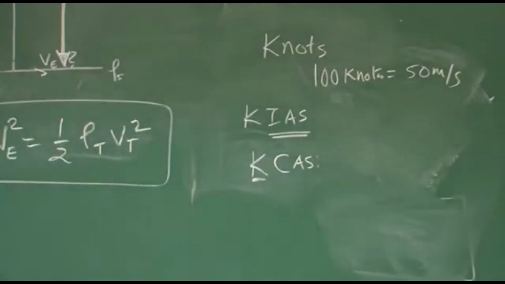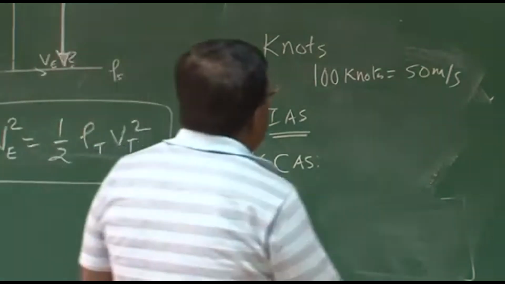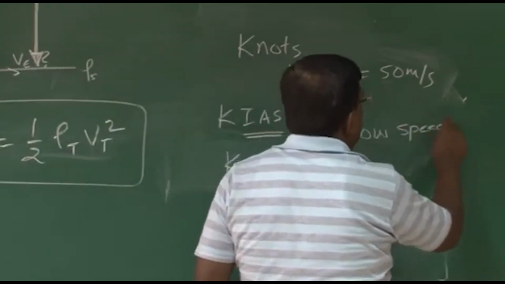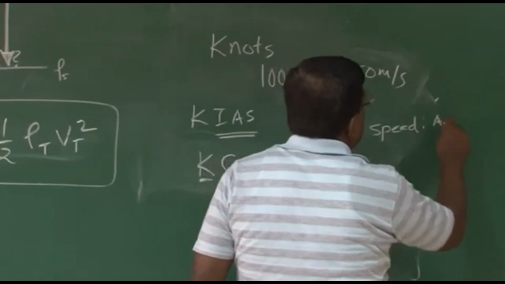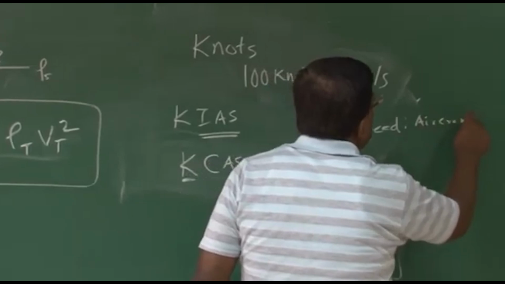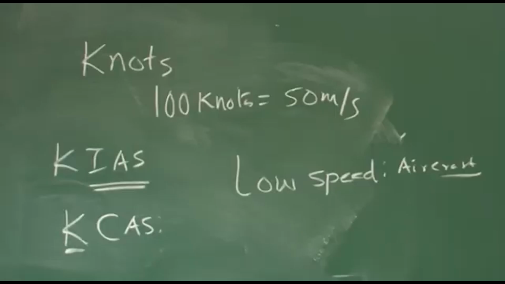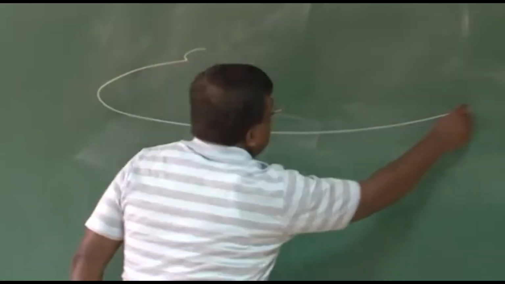What is calibrated airspeed for low speed aircraft? I will be only discussing low speed aircraft. Right? Please understand, we are mostly focused on low speed aircraft, which is typically less than 0.3 Mach. So that flow is incompressible. Okay. So what is the need to define calibrated airspeed? Let us understand that. Suppose this is the airplane.